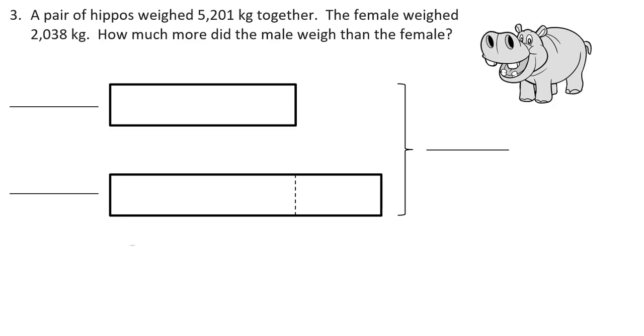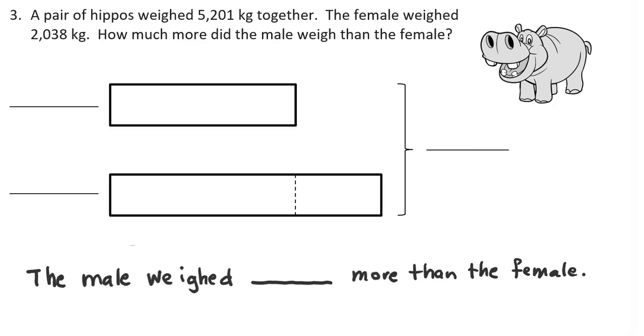Again, we'll start off by writing an answer statement. So we want to know how much more the male weighed. So we'll start by saying the male weighed blank more than the female. Now let's fill in the parts of the tape diagram that we know. We know the male weighs more, so the smaller tape will be the female and the larger tape will be the male. So we'll put the female on for the smaller tape and the male for the larger tape.